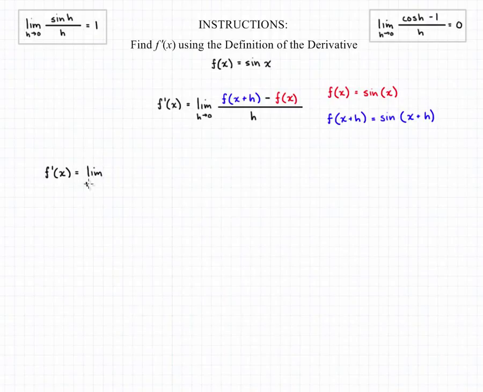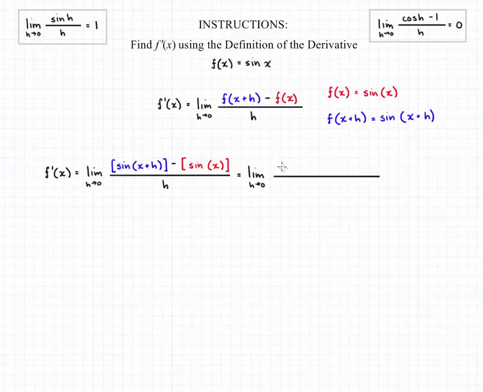We'll end up with the limit as h approaches 0, and in our numerator, our f of x plus h is going to be replaced by the sine of x plus h, and our f of x is going to be replaced by the sine of x. And we're going to subtract. Everything's over h. Now we can distribute through that negative, take care of our subtraction, and we'll end up with the sine of x plus h minus the sine of x over h.